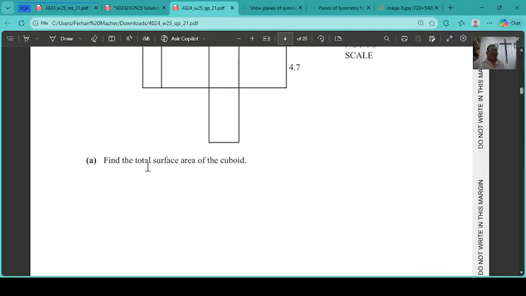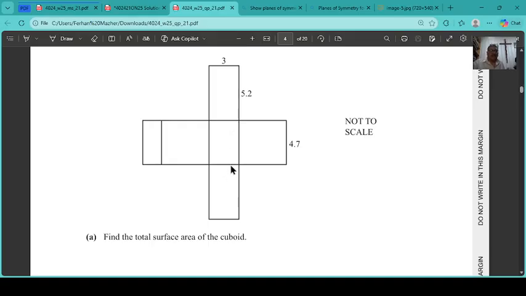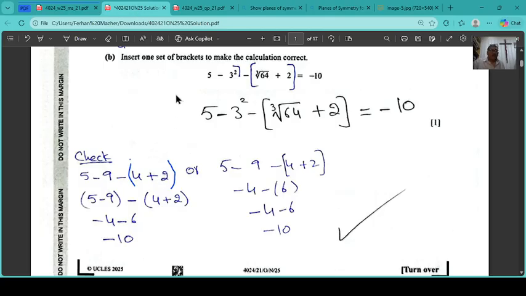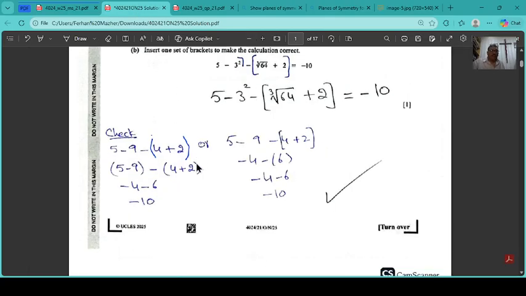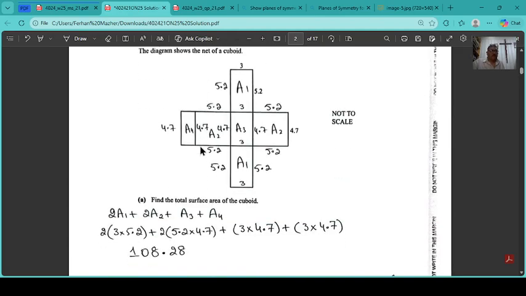So very simple. You see, these two rectangles are the same. This rectangle is the same. This is another rectangle, and this is the top of that box. So let me show you my calculation. I call it A1. This is also A1. This is A2. This area is A2. This is A3. This is A4. A4 and A3 are also the same. So 2 times area 1 plus 2 times area 2 plus A3 plus A4.